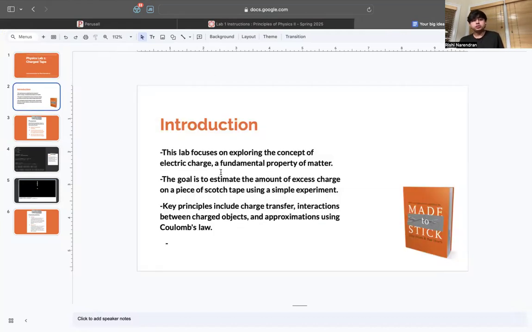To me, this lab focused on exploring concepts of electric charge, which we know to be a fundamental property of matter. The goal of the lab was to estimate the amount of excess charge on a piece of Scotch tape using the experiment I defined. The key principles we used include charge transfer, like how electrons move between objects, and interactions between charged objects, like when we put our hand towards the tape, or how the two tapes interact with one another. We approximated those interactions using Coulomb's law, which we know to be F equals k Q1 Q2 over r squared.